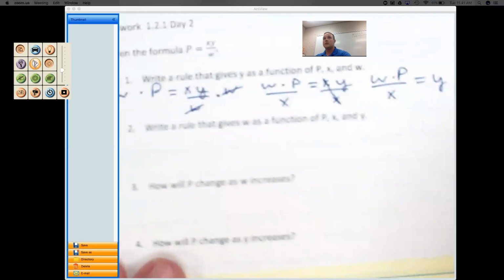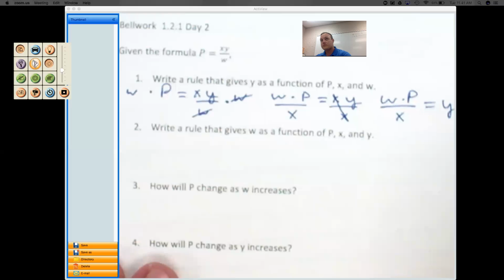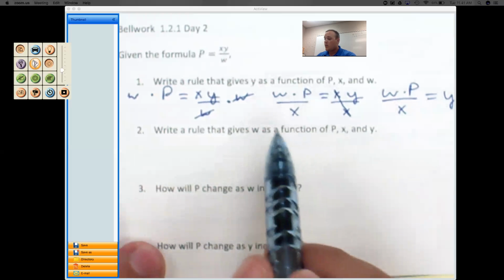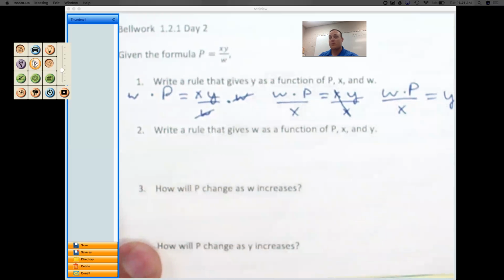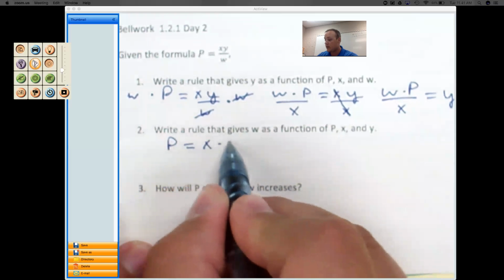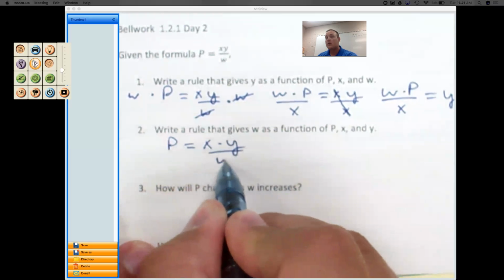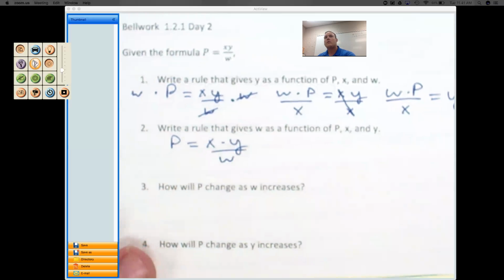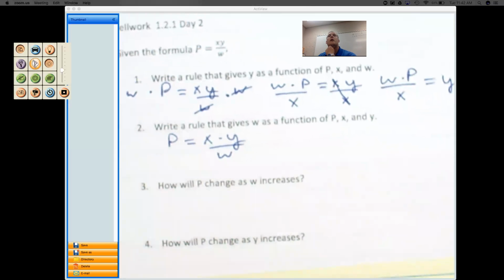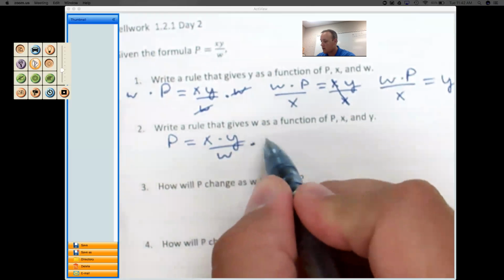This is, or this will be, a test type question. I'm dead serious. Okay? Now, one that gives w as a function of p, x, and y. So start out with my original. Again, it's just a fancy way of saying solve for w. Somebody, help me out. Multiply by w, okay.